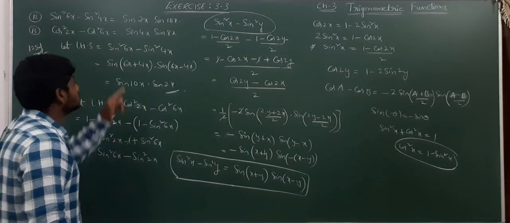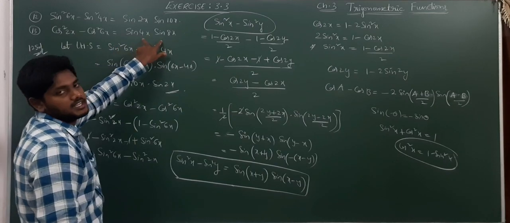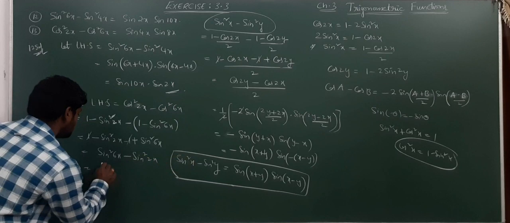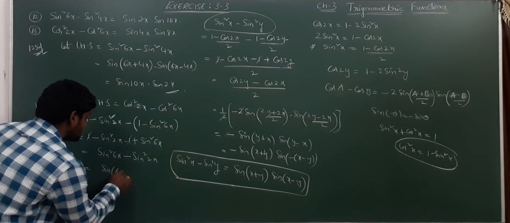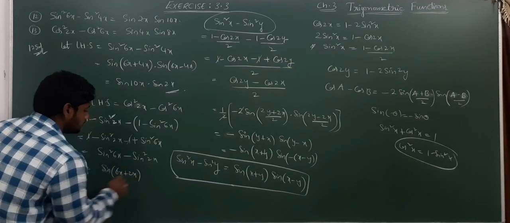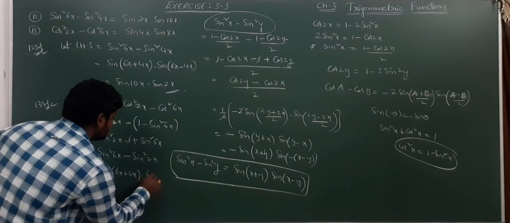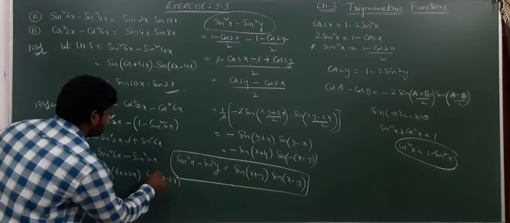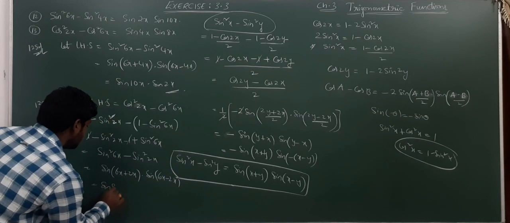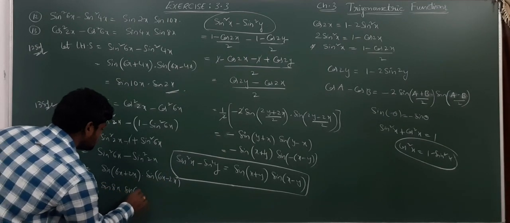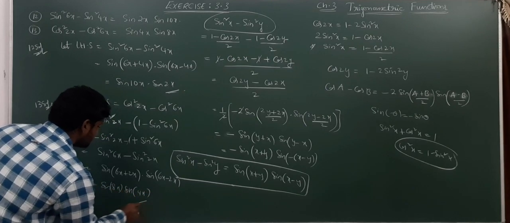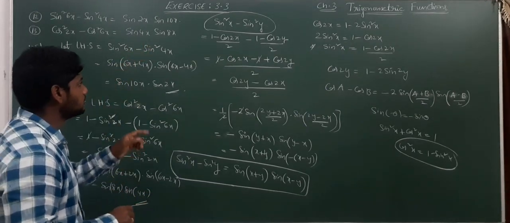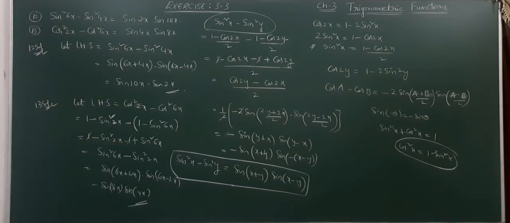Why? Because the RHS is in terms of sin. So it will become the sin square x minus sin square y formula. It will be sin of (6x plus 2x) into sin of (6x minus 2x). So it will be sin 8x into sin 4x. So this is what the LHS is, right? So pause the video and note it down. This is a very important question.